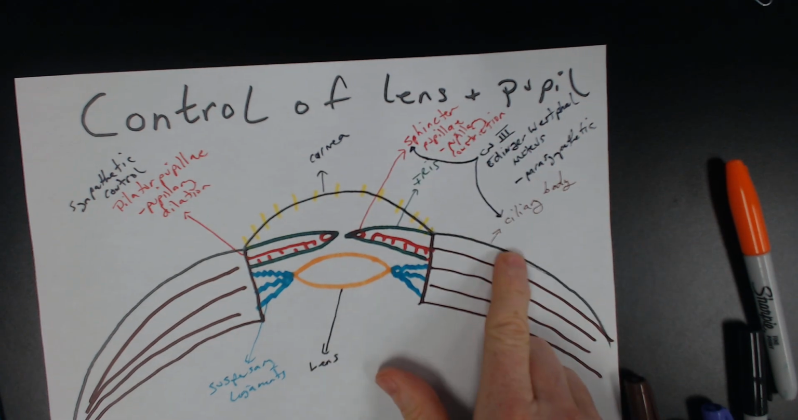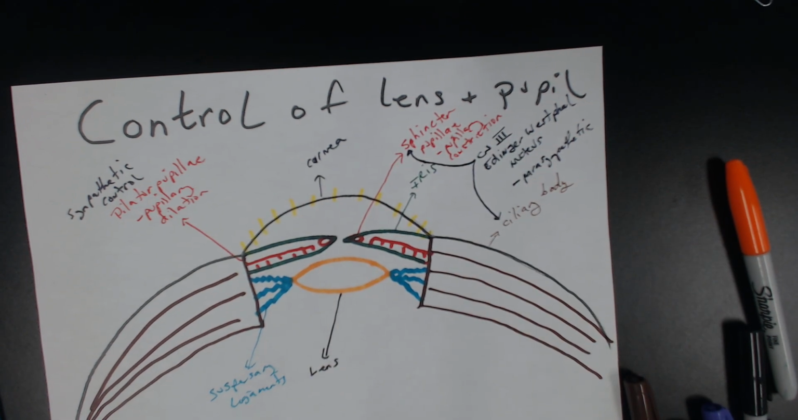So sphincter pupillae and ciliary body. Sphincter pupillae is responsible for pupillary constriction. Ciliary body is responsible for the lens accommodation. Okay, just because it's contact.